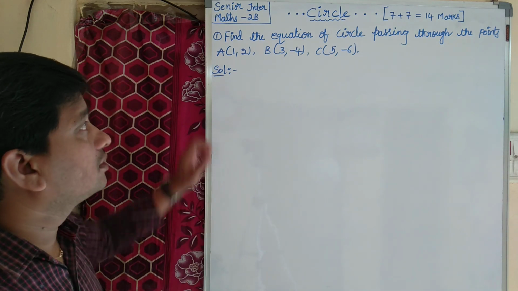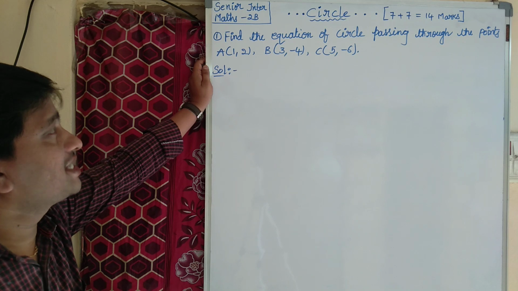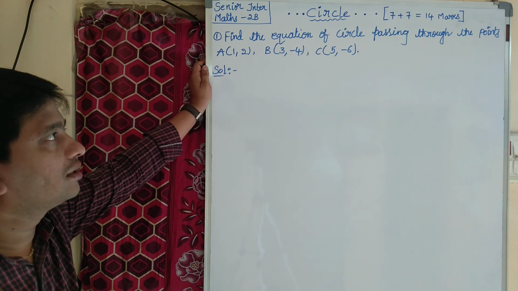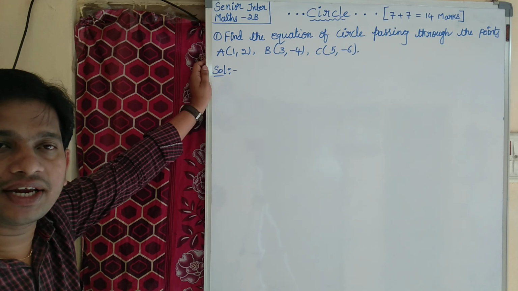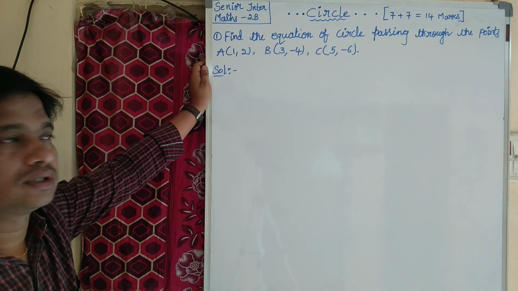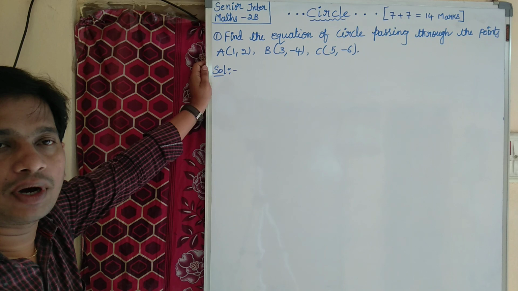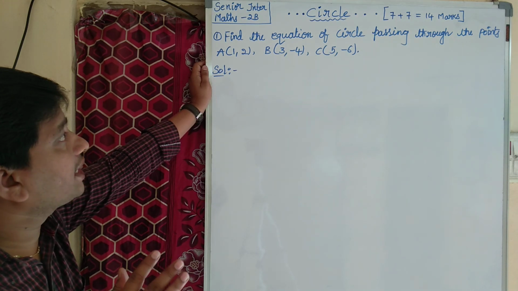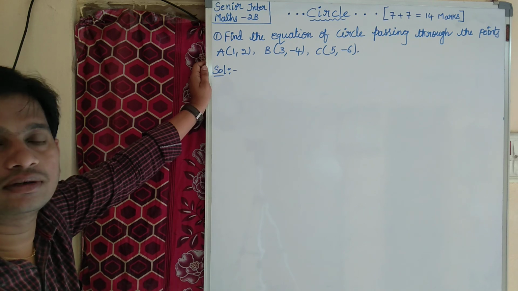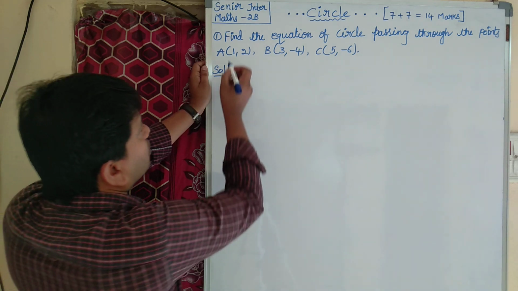And today's session is about Senior Inter Maths 2B, and our chapter name is Circles, as this chapter carries 7 marks. So coming to part 1, type 1 method of problems. Find the equation of circle. Try to understand the question, children.